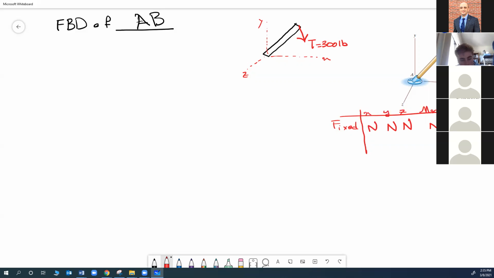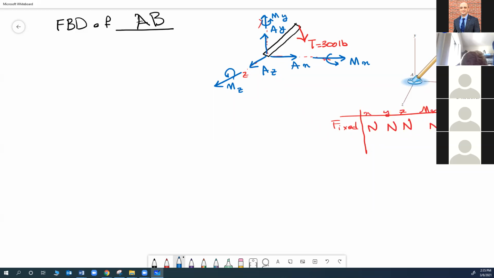No rotation, no translation. So I'm going to put an AZ, AX, AY. I'm going to put an MZ, MX, MY. Let's put the rotation on them too, so when we look at them, we are clear that these are moments.